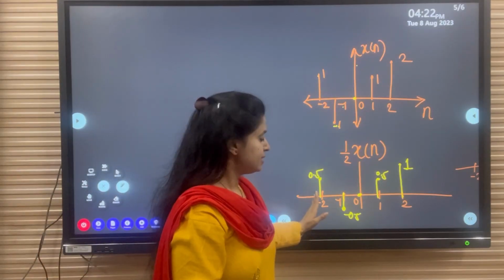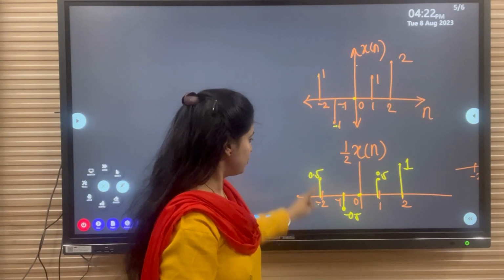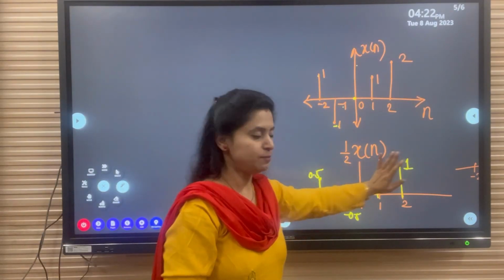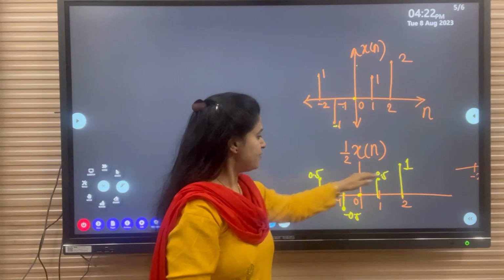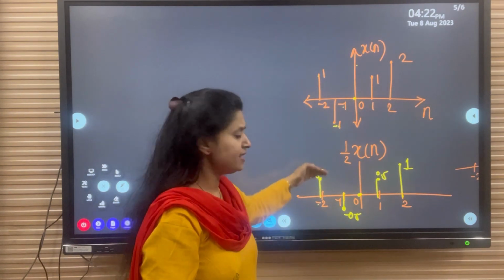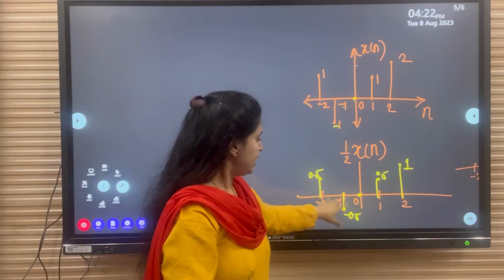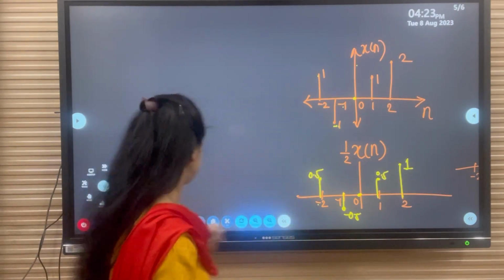Remember, these time instants should be discrete, means integer value, but amplitudes can be float value, means it can be 1, it can be 0.5, it can be 0.6 or 1.3, any other value it can have, but these time values must be integer. So this is very important.